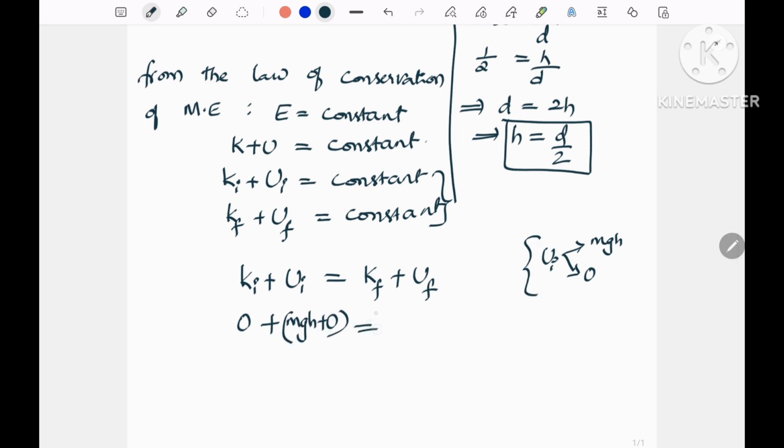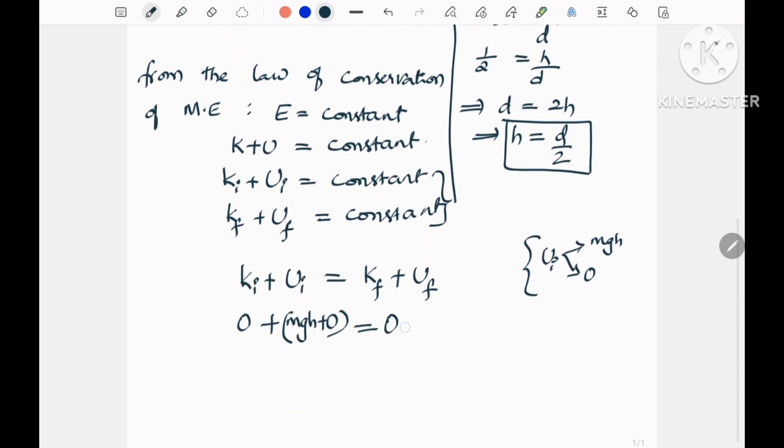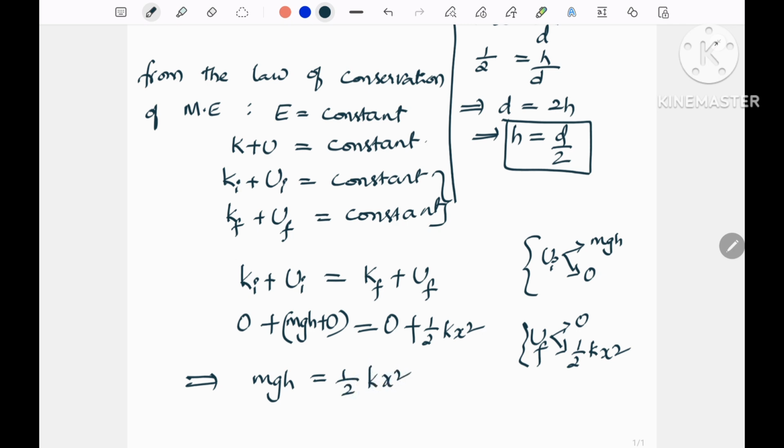Okay, and this is equal to, finally the block comes to rest, so the final kinetic energy is also 0, and the final potential energy is also of two types. The gravitational potential energy is 0 in this case, and the spring potential energy is 1 by 2 k x square. Now substitute that here, 1 by 2 k x square. So finally we got mgh is equal to half k x square.